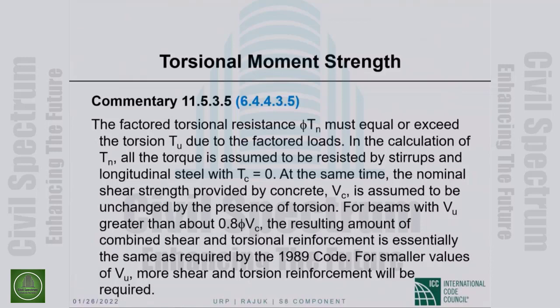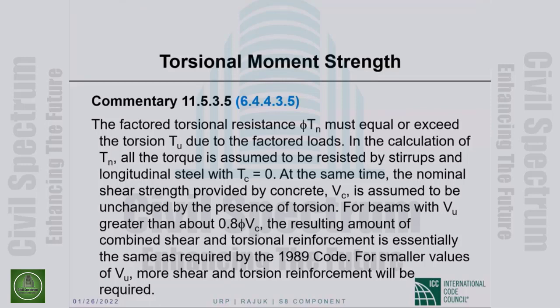Yeah, this may be worth reading. I don't know. Maybe not. The factored torsional resistance phi times T sub n must equal or exceed the torsion T sub u, this is basic strength design. Now in the calculation of T sub n, all the torque is assumed to be resisted by stirrups and longitudinal steel with T sub c equal to 0. This I said at the very beginning.